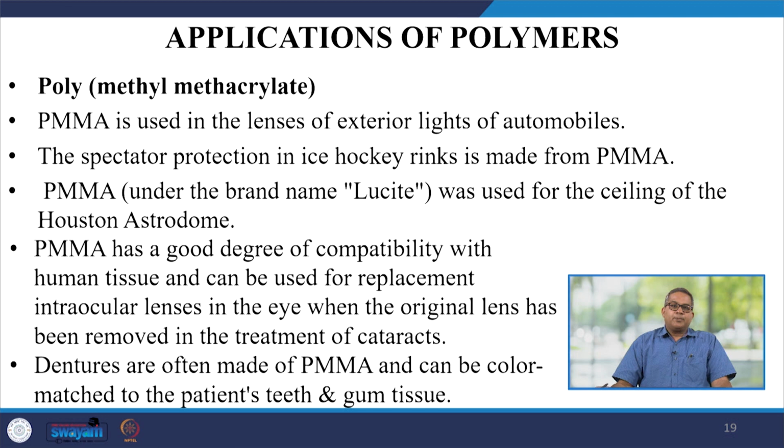PMMA, or polymethyl methacrylate, is used in the lenses of exterior lights of automobiles. The spectator protection in ice hockey rinks is also made of PMMA. PMMA was used for the ceiling in the Houston Astrodome. PMMA has a good degree of compatibility with human tissues and can be used for the replacement of intraocular lenses in the eyes when the original lens has been removed in the treatment of cataracts. Dentures are often made of PMMA. It can be color matched to the patient's teeth and gum tissues.